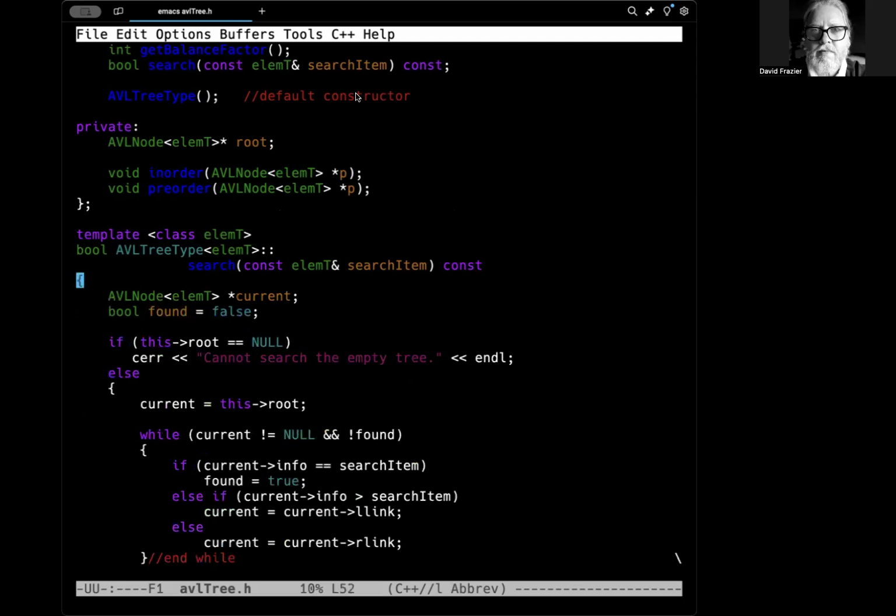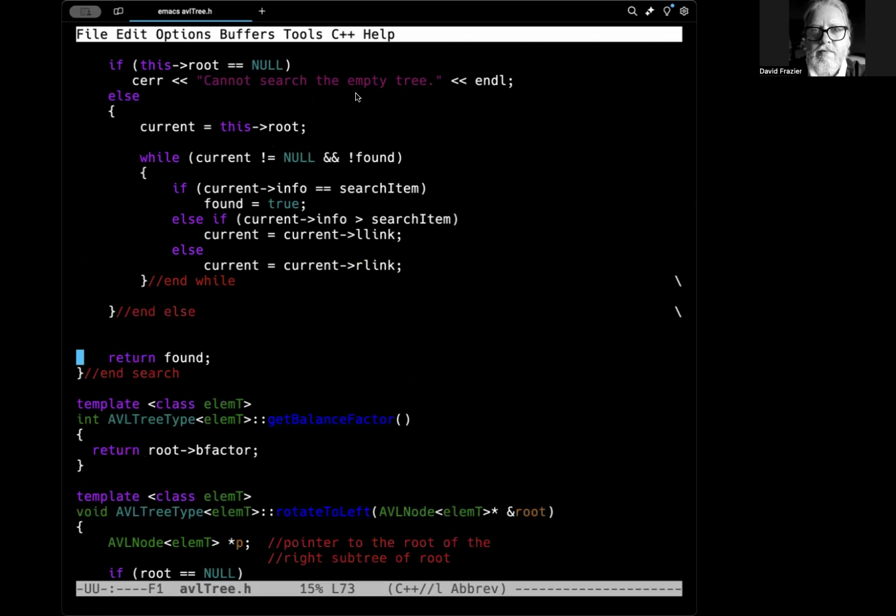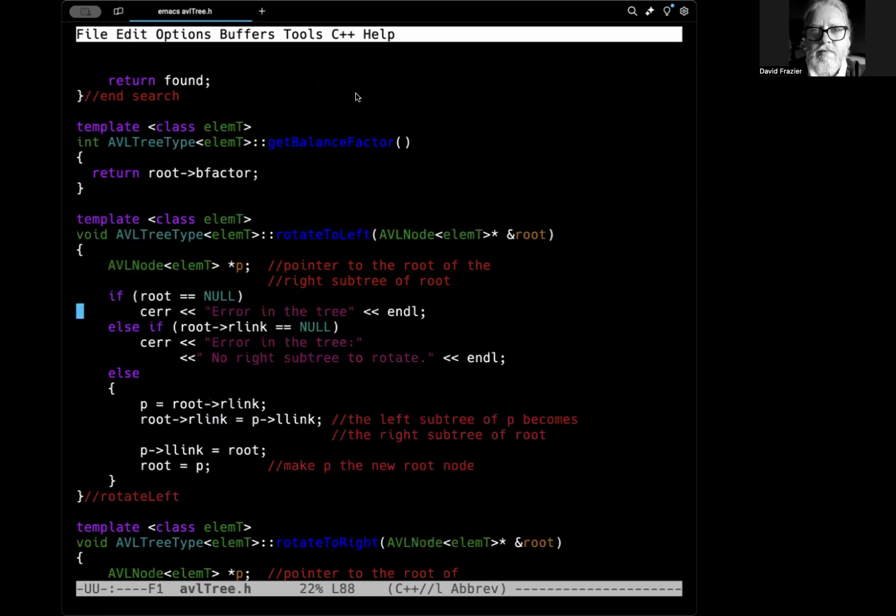There's the search. The search looks kind of like what we would have for a binary search tree. Shouldn't be anything particularly weird there. The balance factor is just an accessor function. It returns the balance factor. Again, that's because this is a class. If it wasn't a class, it would be public and we could just get to it. So it wouldn't be an issue.